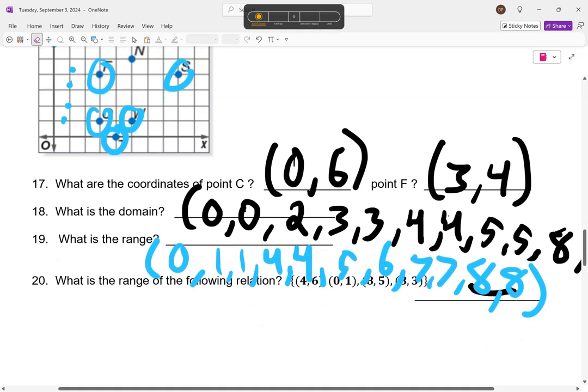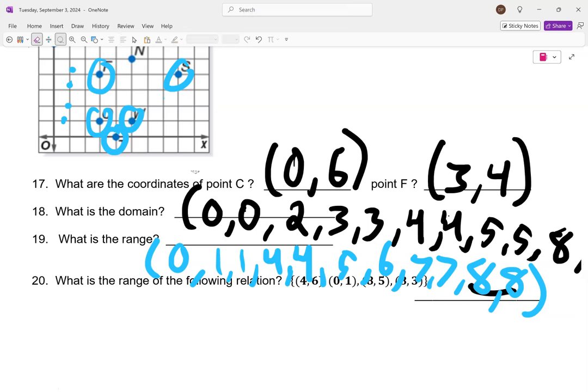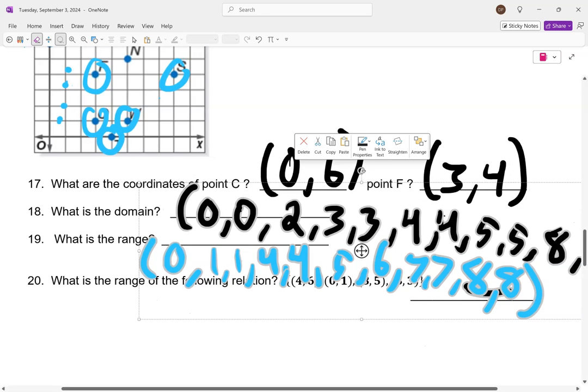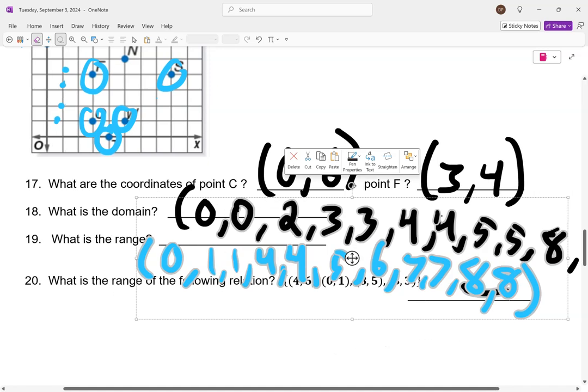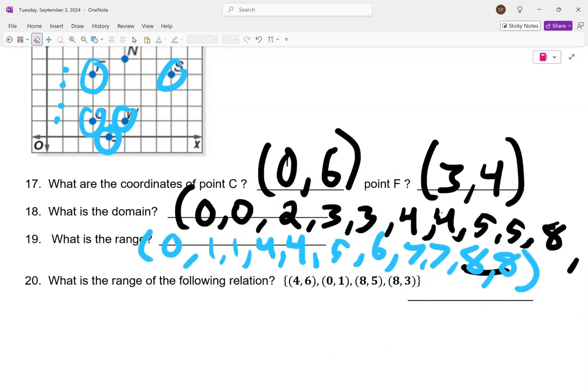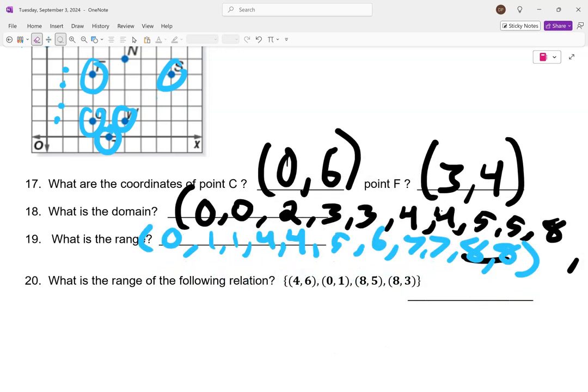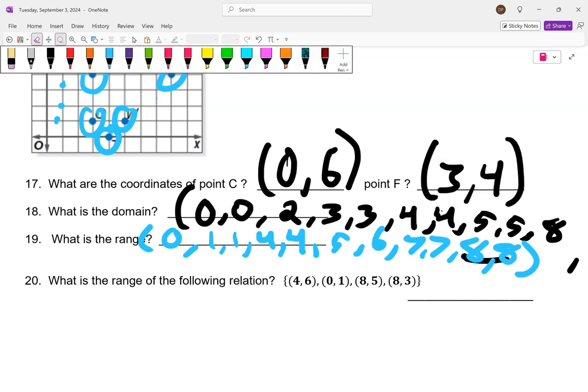Okay, what is the range of the following relation? All right, is this a new person or are you gonna do it? I can do it. Okay. Let me shrink that a little bit. Oh, don't you wish you could do that on your papers? Not really, Mr. Pass. All right. Ooh, fancy. All right, what is the range?